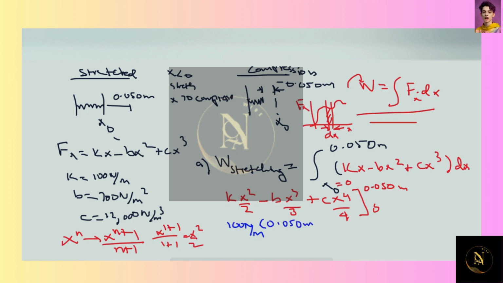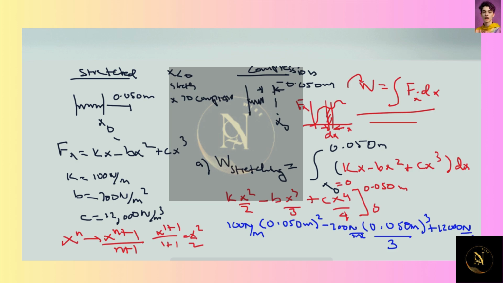0.050 meters, that squared, minus b, which happens to be 700 Newtons per meter squared, and then you multiply that by x cubed. X is again 0.050 meters cubed. This is now a cubic function with the b, and this is over 3, remember. And then the last part is c, which is 12,000 Newtons per meter cubed.